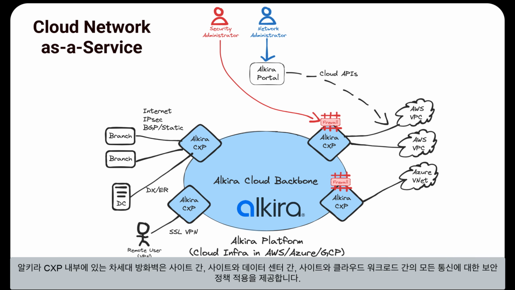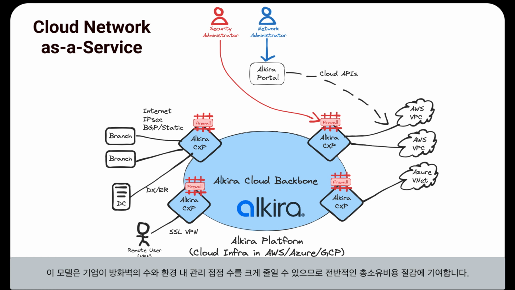Enterprises can use single sign-on with multi-factor authentication and SAML-based identity providers like Microsoft Active Directory, PingID, Okta, and so on. The next-generation firewalls that reside inside the Alkira Cloud Exchange Points provide security policy enforcement for any communication between the sites and data centers, and sites and cloud workloads. This model contributes to an overall lower total cost of ownership, as enterprises can significantly reduce the number of firewalls and the number of administrative touchpoints in their environment.